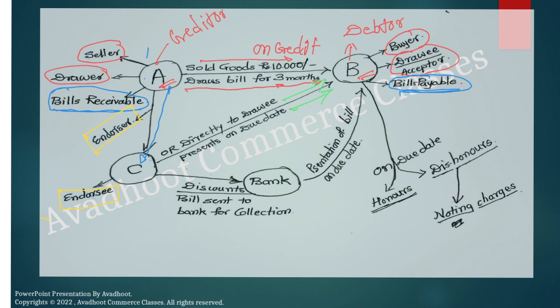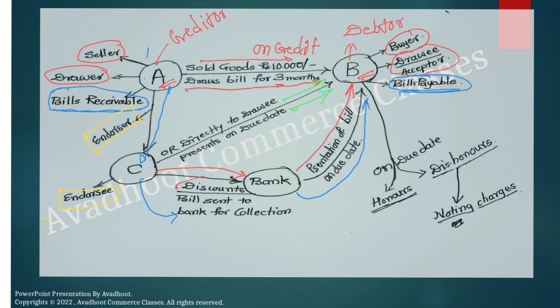Or if Mr. C wants early payment of the bill, he can go to the bank and discount the bill with the bank. The bank will make the payment to Mr. C after deducting the discount, and on maturity, or on the due date, the bank presents that bill to Mr. B and collects the amount from Mr. B. That is called discounting of a bill of exchange. Sometimes Mr. C is not in a hurry. Therefore, he can send the bill to the bank for collection. On the due date of that particular bill, the bank goes to Mr. B and collects the amount.